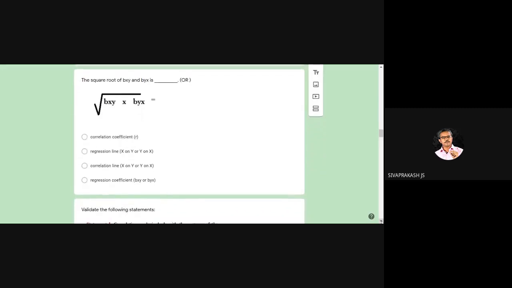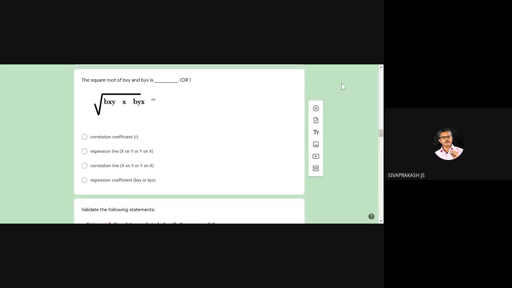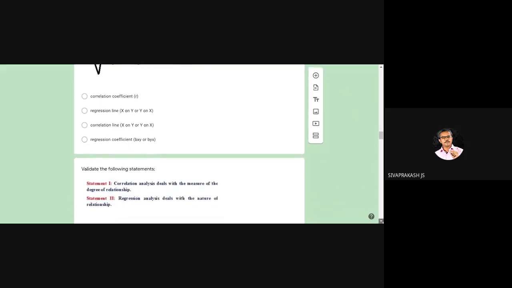Right. Next, the square root of bxy and byx is dash, or otherwise you can say square root of bxy into byx is equal to correlation coefficient. அப்படிதான் நம்ம r is equal to square root of bxy and byx பார்த்தோம். So here the answer is r, that means correlation coefficient.